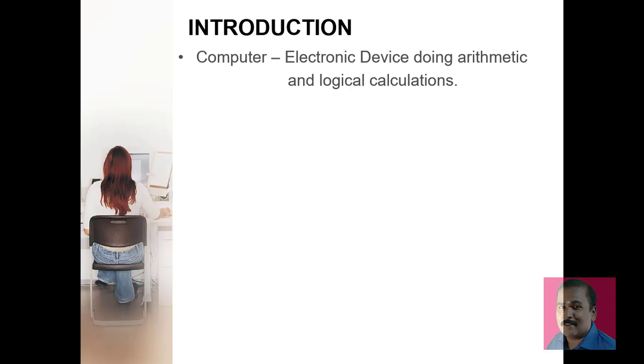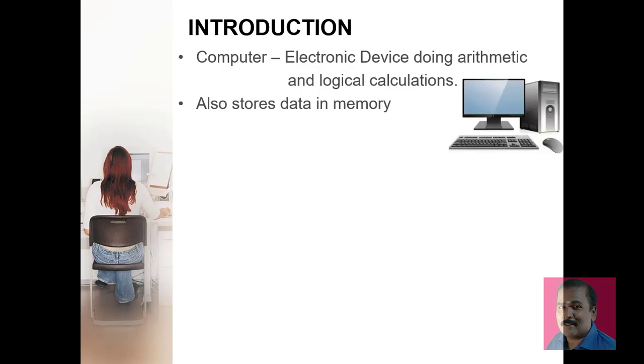So what is a computer? Basically, a computer is an electronic device doing arithmetic and logical calculations. It is nothing but a device like other devices that we are using today. It's an electronic device. Okay. Apart from doing arithmetic and logical calculations, a computer also stores a huge amount of data in its memory. Okay. So you see, a traditional computer looks like this. On your screen, I have displayed a computer diagram, a photo. Okay.